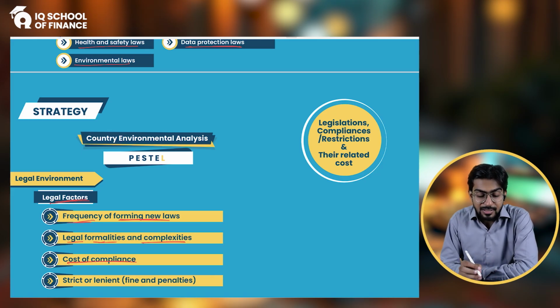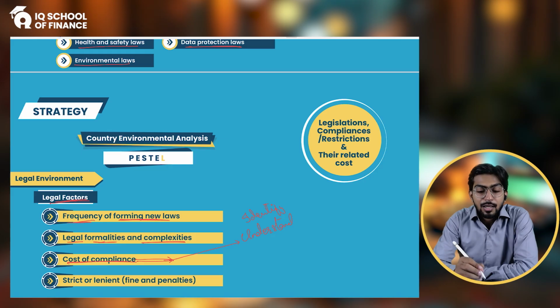The cost of compliance: obviously, with these laws and regulations, there has to be some cost of compliance. Let me explain how. First, for the new laws, you have to identify and understand them. You have to identify what new laws are coming into the country, so you have to keep an eye on them. Then, once they are issued, you have to understand how they apply to you, what new restrictions they impose on you, and what changes you need to make in your business as per the new laws.